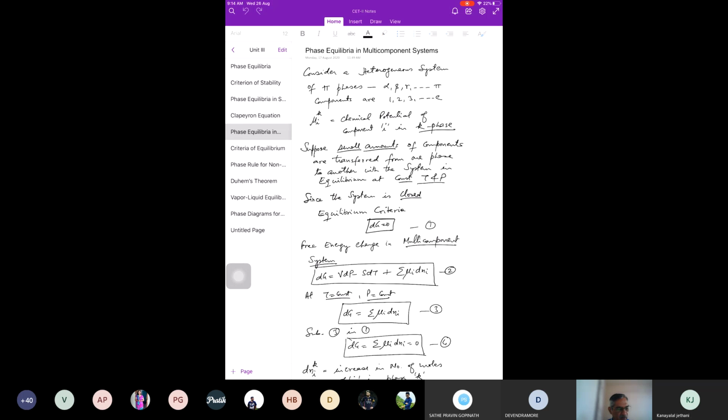Now suppose small amounts of components are transferred from one phase to another with the system in equilibrium at constant temperature and pressure. We always talk about constant temperature and pressure systems because that's what we encounter in our chemical engineering processes. Since the system is closed, we know the equilibrium criterion, which says that dG is equal to 0.